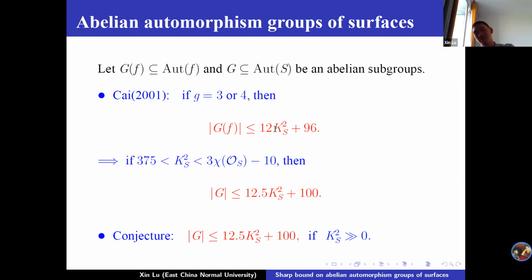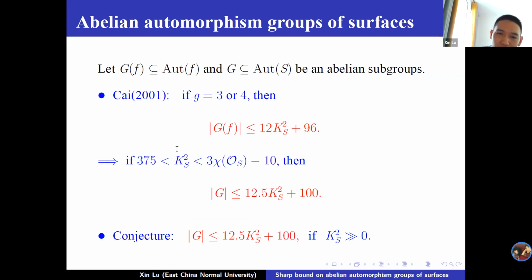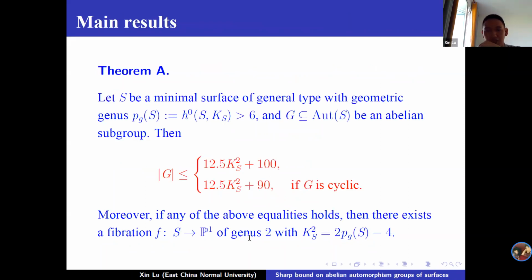Okay. After these two results, I mean Zhijie Chen's result and Jinxin Cai's result, the general conjecture is that this bound should hold for any surface of general type if the invariant of S is not small. So this is a general conjecture. Okay, now we come to our main result.